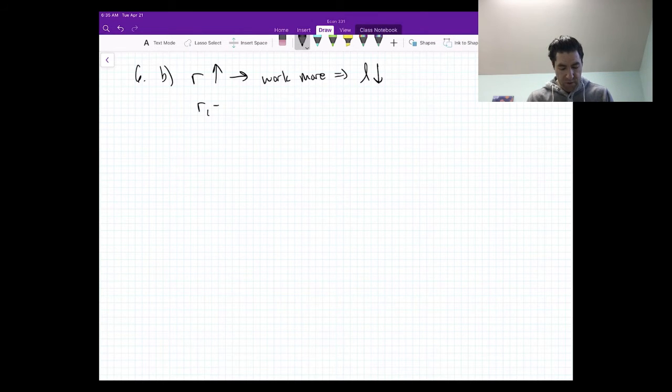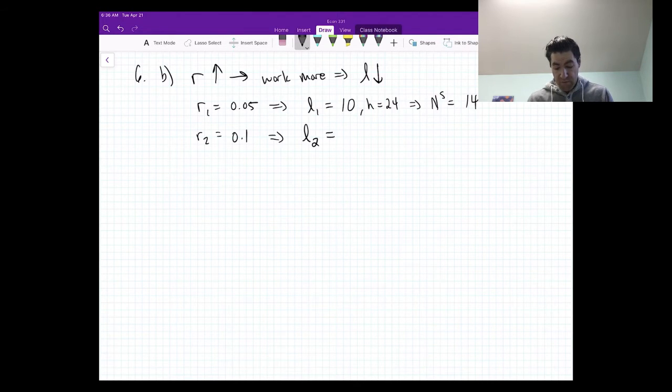So let's say we start with an interest rate of 5%. And when that's the case, I choose leisure equal to 10. With H equal to 24, that means I work 14 hours, H minus L. So I work 14 hours when R1 is 0.05. And when the real interest rate increases, my leisure is going to decrease. So let's say that that's a relatively large effect. My leisure goes from 10 hours to 5 hours. With H equal to 24 then, my labor supply is going to be 19. So I get a 5-hour increase in my hours worked. Now that's a relatively large intertemporal substitution of leisure effect.